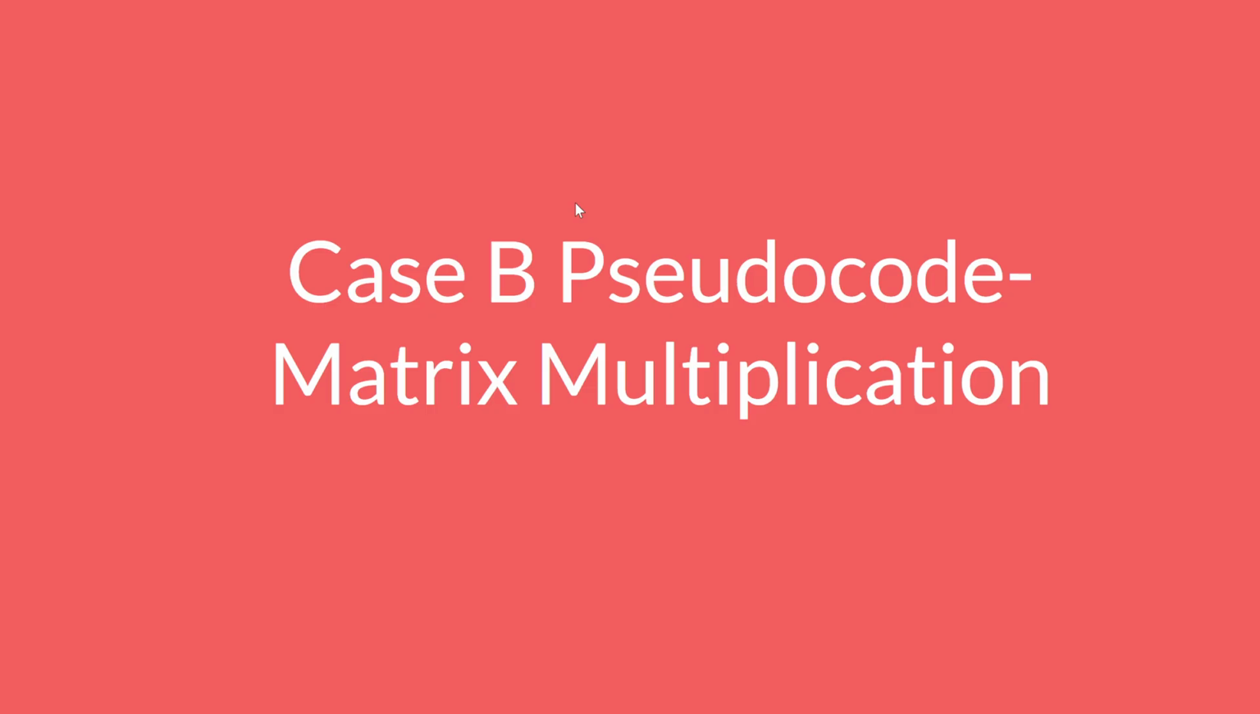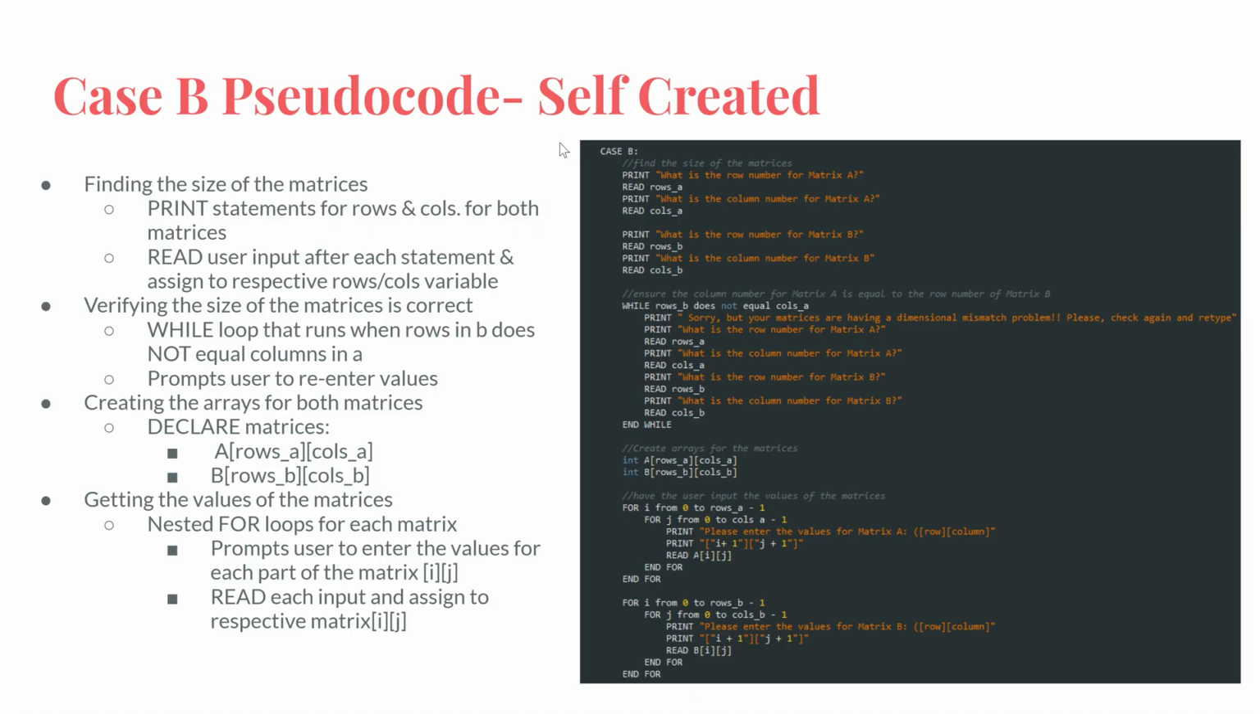So now I'm going to get into the case B pseudocode for the matrix multiplication. So to start off, for the pseudocode that I created, I began by having a print and read operation to ask the user the row and column number for matrix A, and then having it correspond and read the row number and column number and assign it to rows A and columns A. I then repeated that for matrix B.